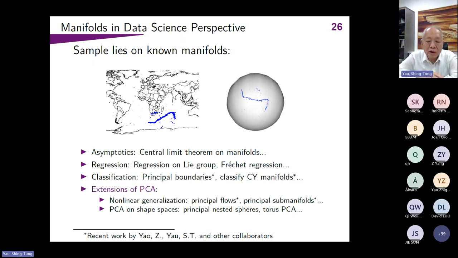There is a huge effort to classify Calabi-Yau manifolds and many manifolds proposed by differential geometers. And there are extensions of PCA, the nonlinear generalizations: principal flows, principal submanifolds, PCA on sphere spaces, principal nested spheres, toroids, etc. This appeared in the recent work by Shing-Tung Yau and us.